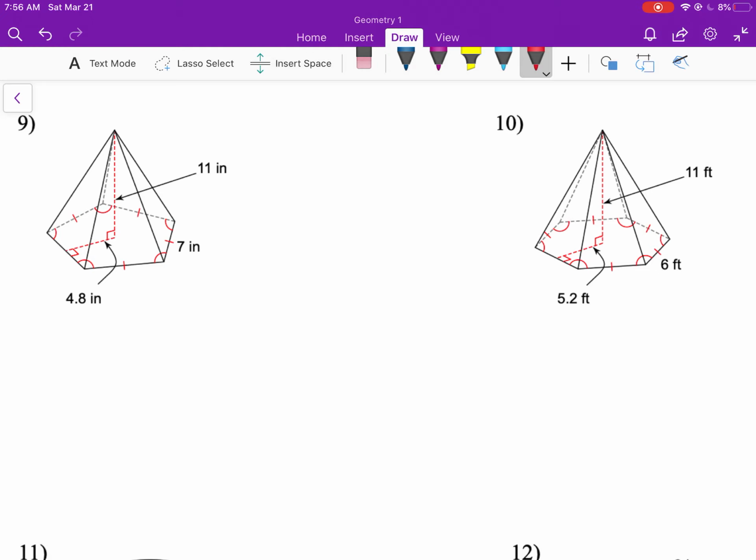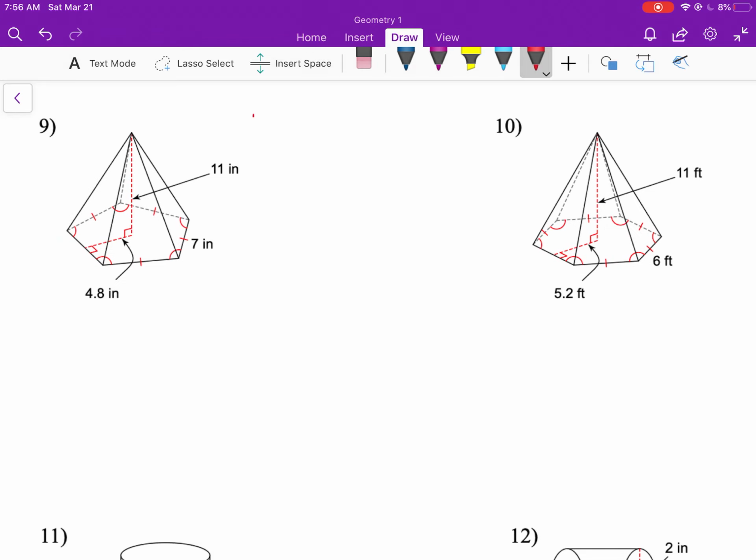So this is a pentagonal pyramid. The reason we know that is the base is a pentagon. And so the volume, well, let's color in the base here. The base is this pentagon down here. And so volume is equal to 1/3 area of the base times the height of the pyramid.